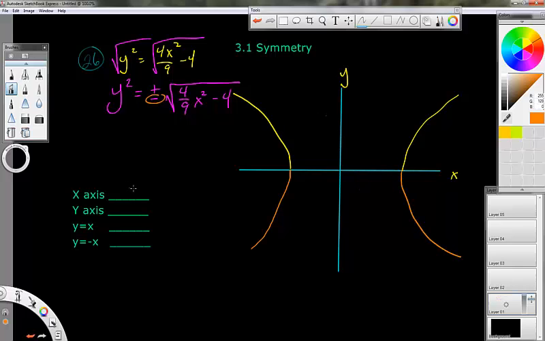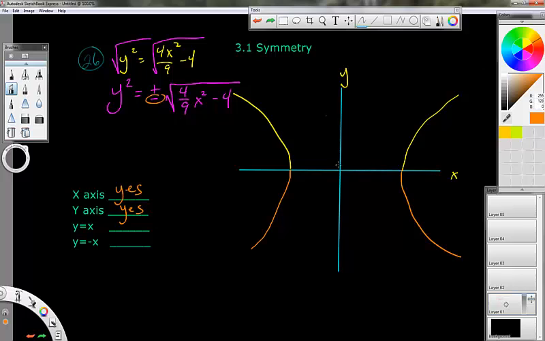So the question is, what kind of symmetry does that picture have? And that's the whole point of the day here. Does it have x-axis symmetry? Could I fold this over? And the answer is yes, I could. Yes, I could fold this up on itself. Y-axis symmetry, could I fold it this way? And the answer is yes. You could crease it along this line right here.